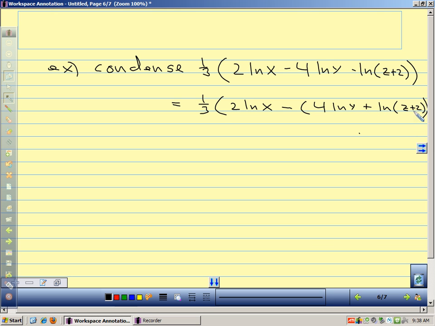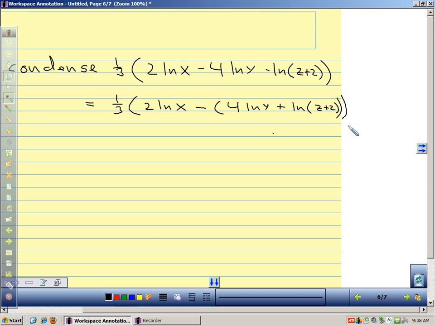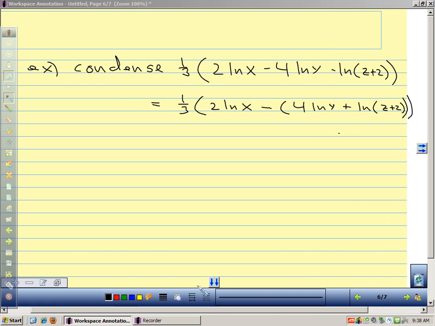So let's deal with the inside. I need one more parentheses there also, one for this and one for the 1/3. So let's deal with this inside parentheses first. So I'm going to write 1/3 times 2 natural log x minus, what can I do inside here? Natural log y to the 4th. This is multiplying, so I can raise that y to the exponent. Plus natural log of z plus 2.